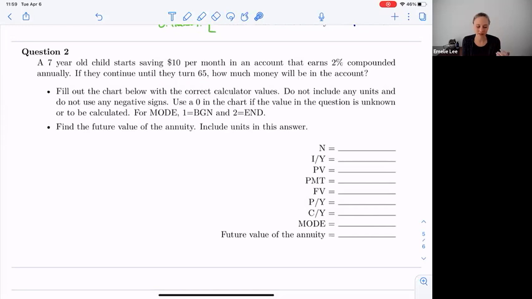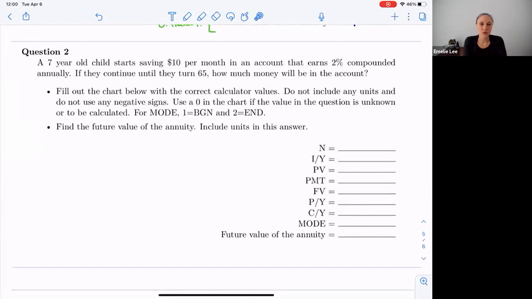So $10 a month for a 7-year-old is a lot. $10 a month for a 50-year-old is not a lot, hopefully. Kind of interesting. But if they just continue this habit until they turn 65, how much money is going to be in the account?